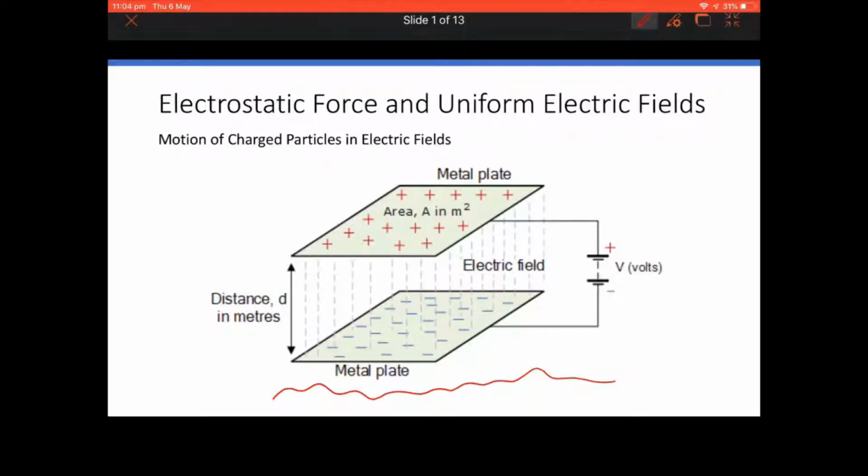So this is actually what is being talked about when we're talking about oppositely charged plates, rather than just that here, where we're in two-dimensional land.